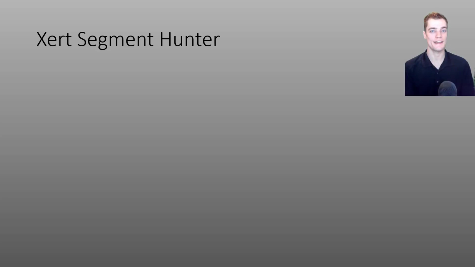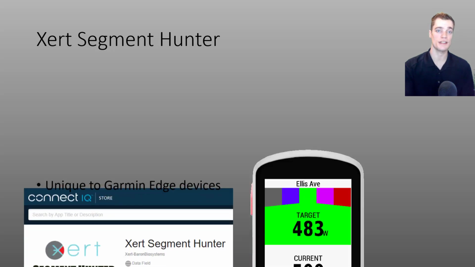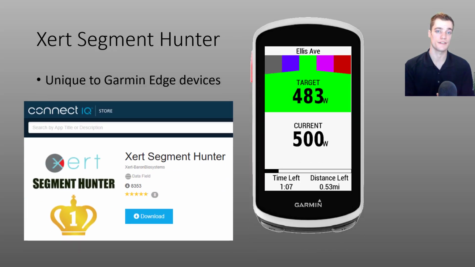Next up, we have the Xert Segment Hunter. This is a data field that we developed specifically for Garmin Edge devices. And just as before, you'll find this data field from the Garmin Connect IQ store. As the name suggests, the idea behind this data field is to help you hunt for personal records or king or queen of the mountain efforts on your favorite Strava segments.